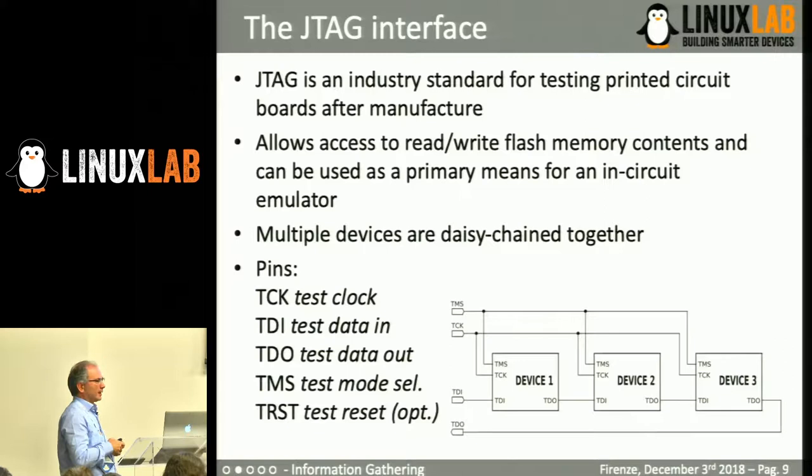It is also interesting to locate where the JTAG interface is. JTAG is an industry standard for testing printed circuit boards after manufacture. In our case, we are interested because it allows us to read and write flash memory contents and can also be used as a primary means for any circuit emulator. So it basically allows us to run the GNU debugger on the real hardware. If we have multiple devices with the JTAG interface on the board, these devices are usually daisy-chained together. The JTAG interface usually has four or five pins.